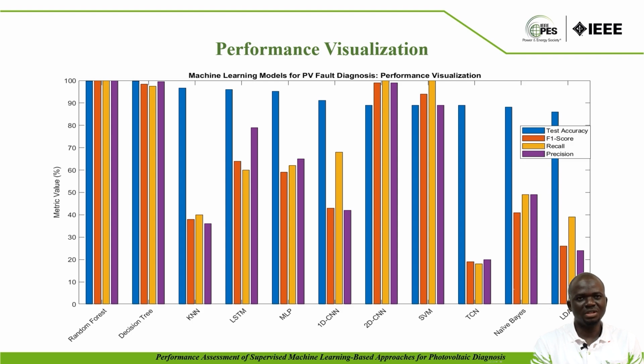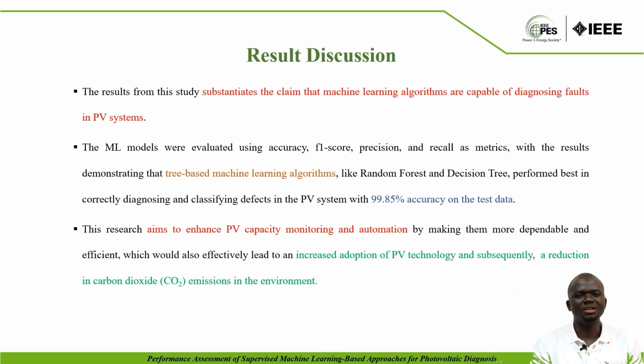So this shows the performance visualization and ranking of the machine learning models that were modeled to diagnose and classify the anomalies that existed in these PV datasets. It can be seen that the tree-based models achieved better overall results and performances compared to other models. So the random forest achieved the first and best performance, followed by the decision tree and KNN and others.